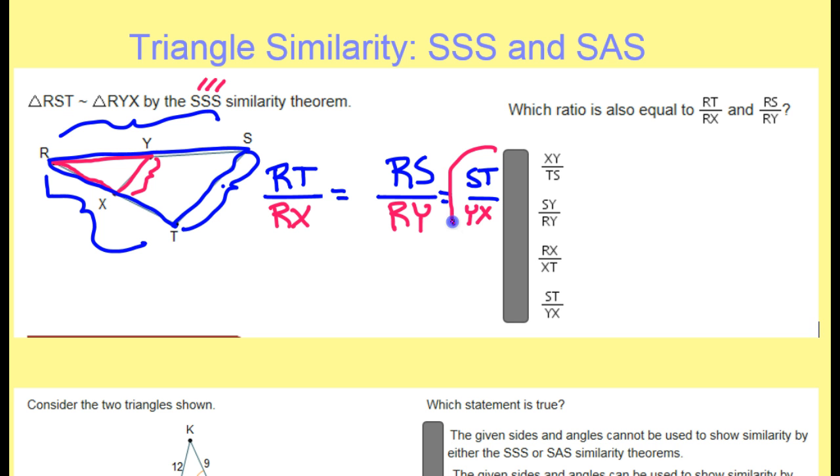Alright, so this is the third ratio that we would need to also be equal. So let's just find that. And that seems to be right here. ST over YX. So there you go.